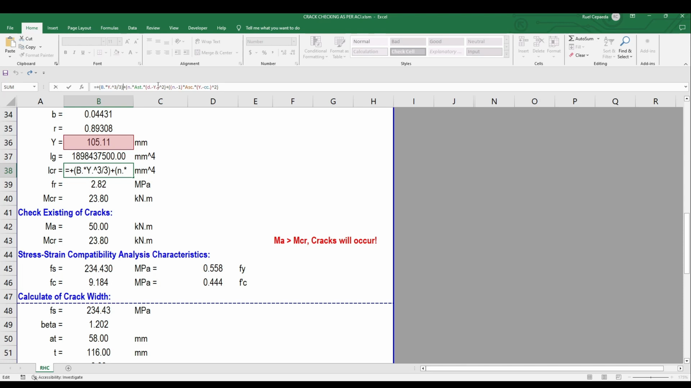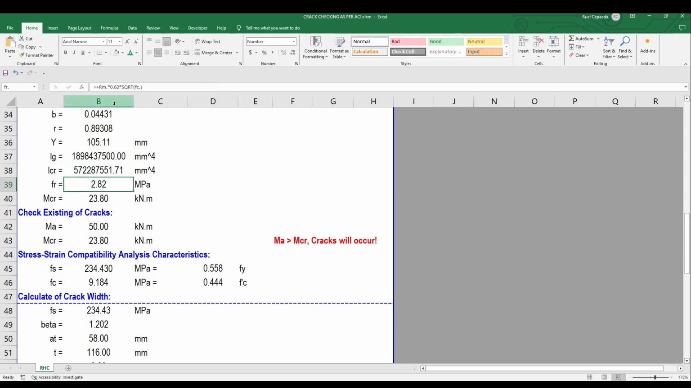Then, plus natin yung quantity na modular ratio times the tension reinforcement times the quantity D minus Y squared, the quantity squared, plus the quantity N minus 1 times the compression times Y minus CC squared. So, makikita ninyo naman yan.